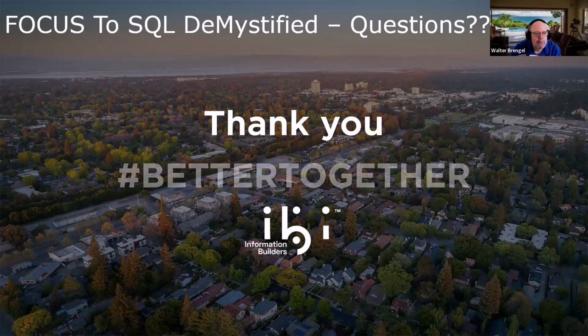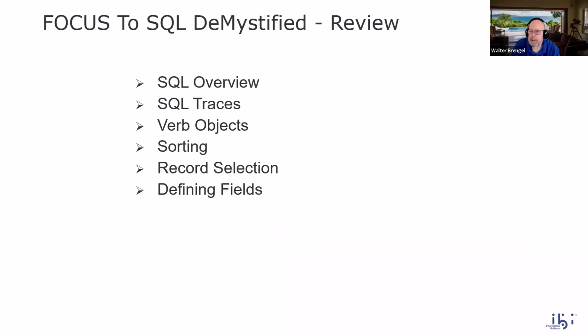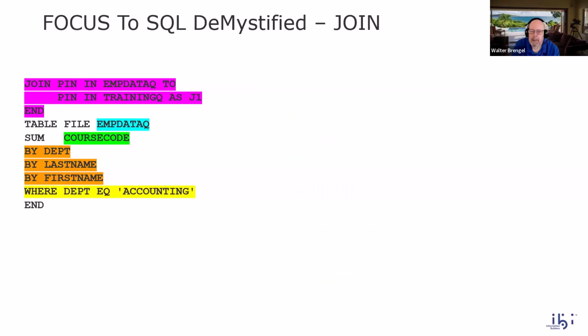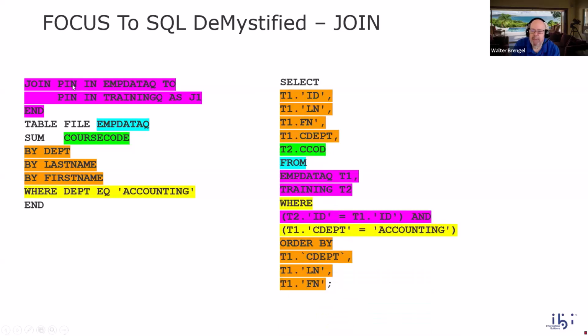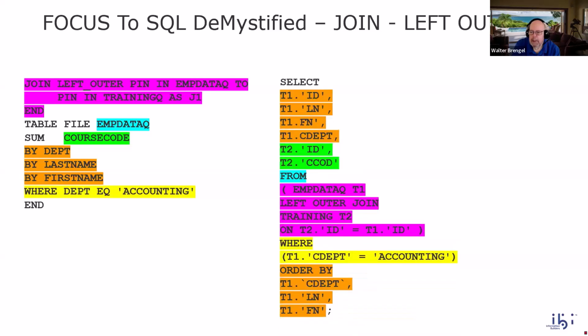How the focus join will be translated. All right, so let me go back. In this case, I have just a basic join field in file to field in file, and it translates as an inner join. And if I'm doing a left outer, it will translate and have the host file and then a left outer and then the cross-reference file.